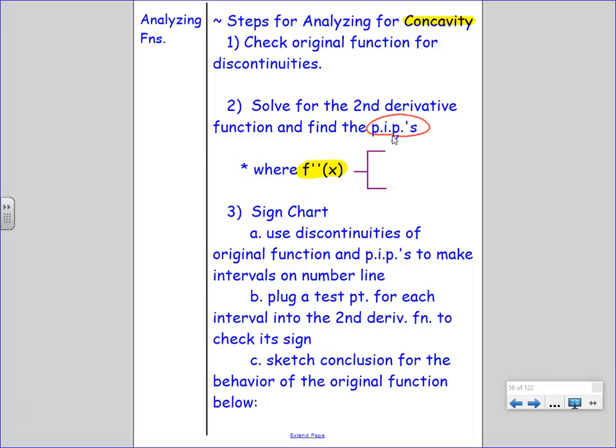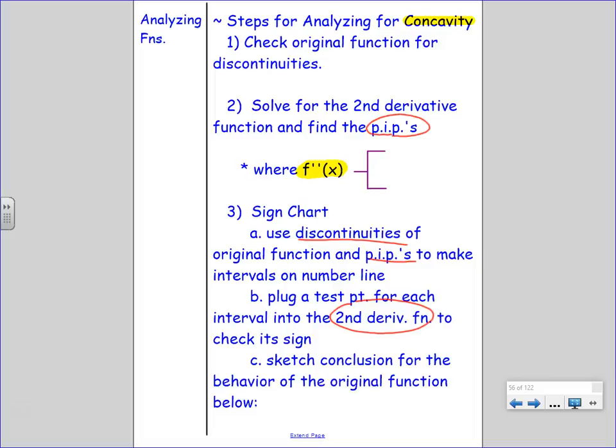And then, looking down, number 3, sign chart. Use discontinuities of the original function. Hey, isn't that what we did for increasing, decreasing? Use number 1, and use number 2, and the PIPs. Oh, that's what we did for increasing, decreasing. So make intervals on a number line. Plug a test point into the who? Second derivative function. Remember, this is f double prime, concavity, everything f double prime.